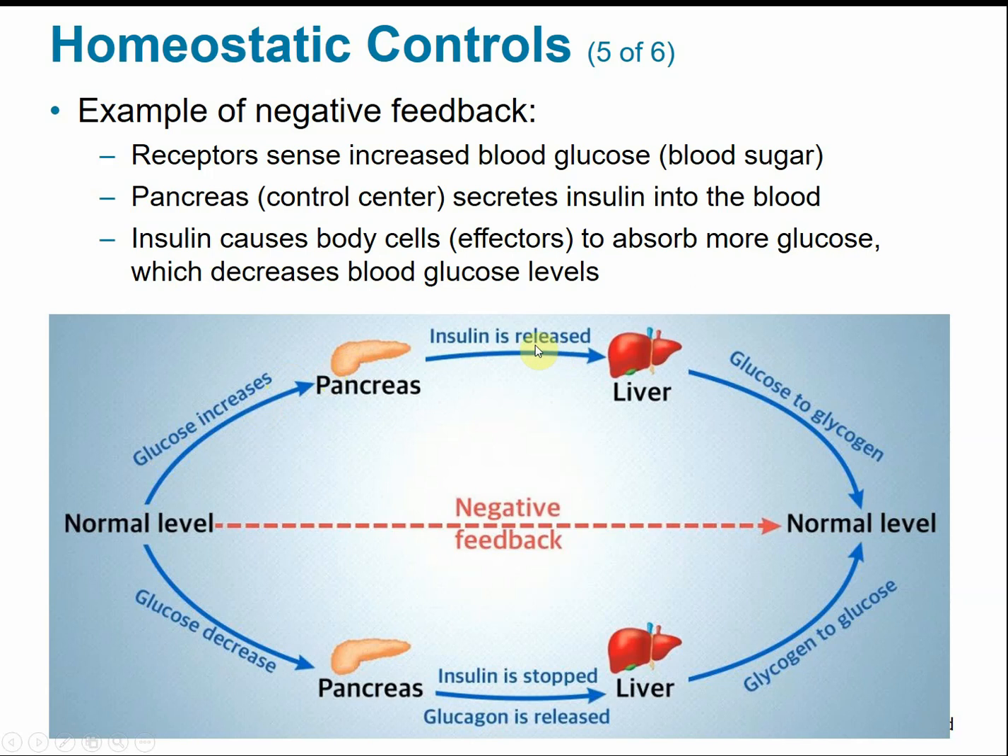Insulin ultimately is going to cause the body cells, or our effectors, to take the glucose out of the blood and use it for their energy production. So we'll decrease the amount of glucose in the blood. Vice versa, if glucose starts to decrease, the pancreas can stop producing insulin and release another hormone. So it's going to cause the blood sugar to rise again back to normal homeostatic levels.